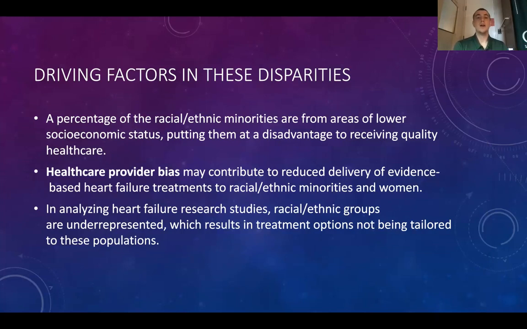Now, along with that, we have healthcare provider bias, and we have a decrease, or in other words, a lack of racial slash ethnic groups being utilized in heart health research. And what these two factors are going to do is result in treatment options that aren't tailored for these populations. If you don't take into account all the populations that may be at risk for heart disease, then it already puts them at an unfair advantage because they're not going to be getting the treatment specifically tailored for them.